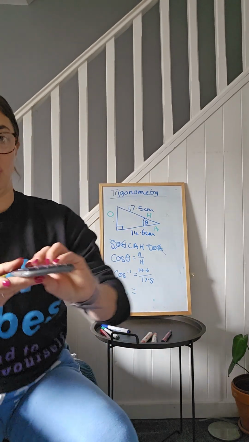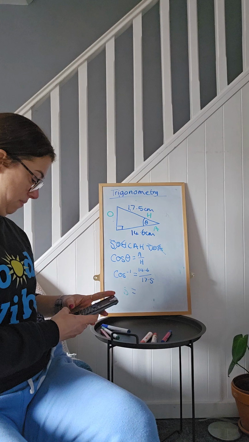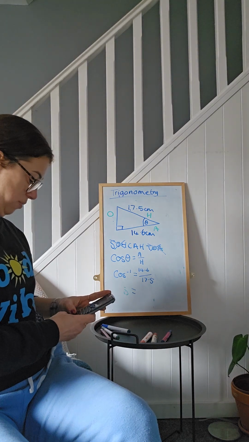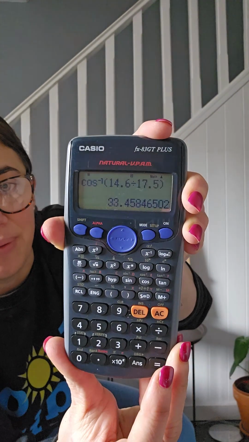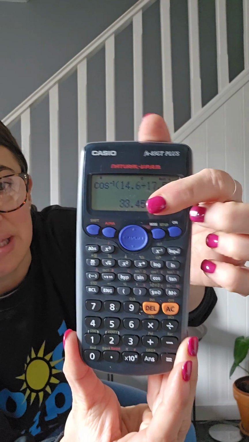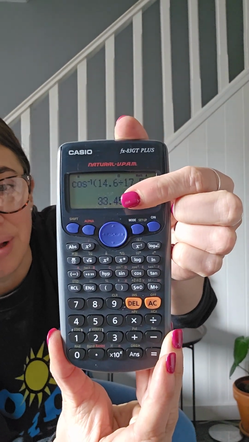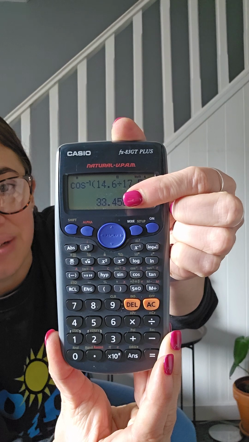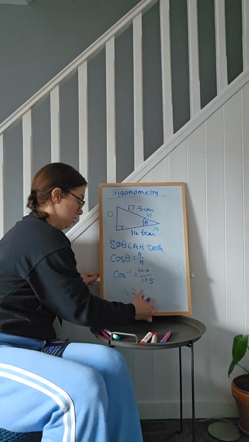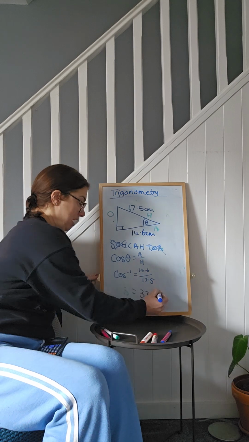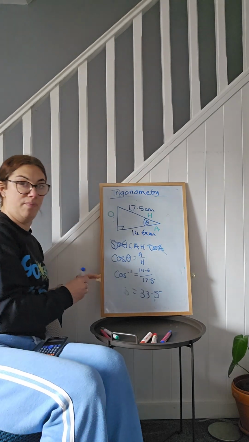Okay, and then we go on to your calculator, you push shift and cos, and then I do 14.6 divided by 17.5, close my bracket, so it should look something like this on your calculator, equals 33.4584. So we do it to one decimal place, so if I cover this up, I have a look at the number behind, it's a 5, so that means my 4 is going to go up, so it's 33.5 degrees is what you should have got in your answer.